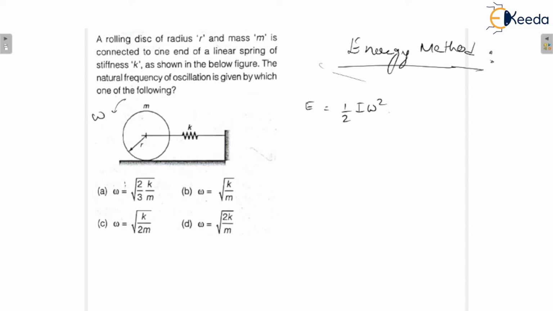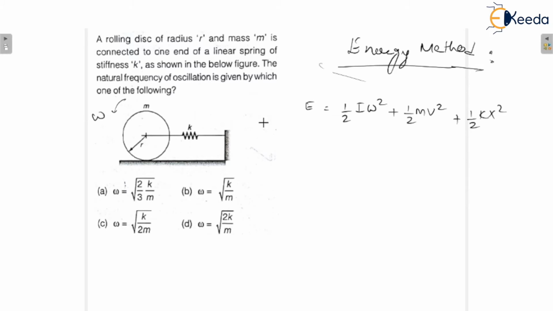If I apply the energy method, you know very well what it is, we have studied it in the topic. When there is a system, you have to consider all the energy of the system. So here, if the disk is rotated with an angular velocity omega, what would be the energy? E would be equal to half I omega square, that is the rotational kinetic energy of the disk, plus half mv square, that is the linear kinetic energy of the disk, plus half kx square, that is the potential energy of the spring.